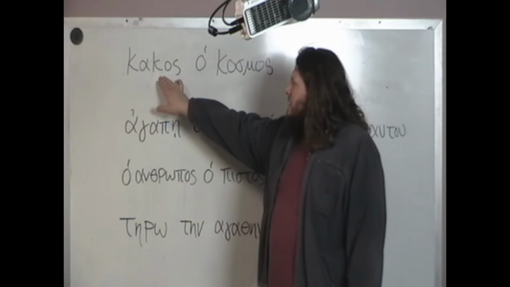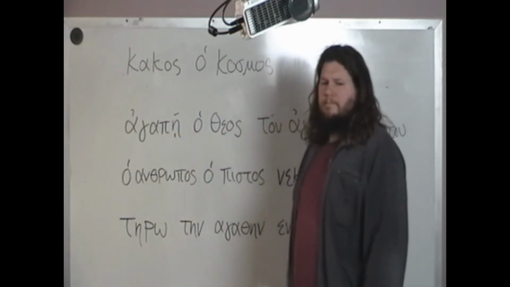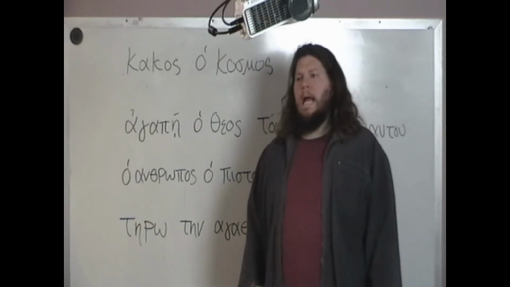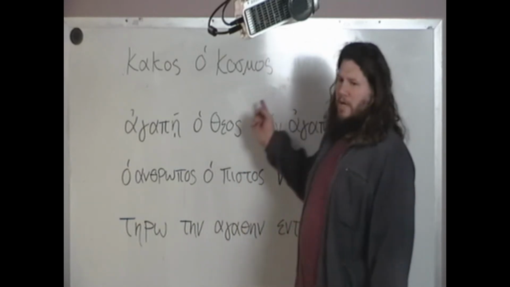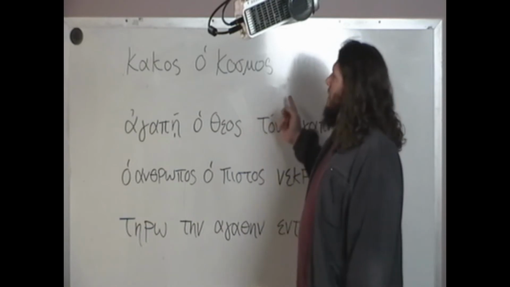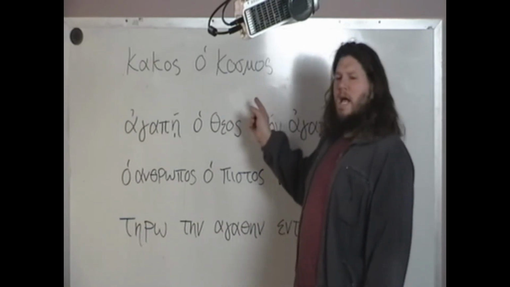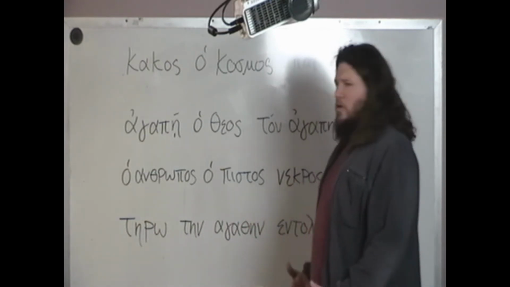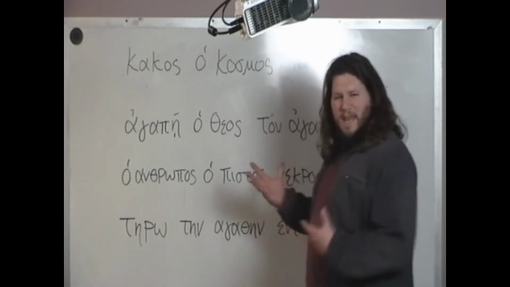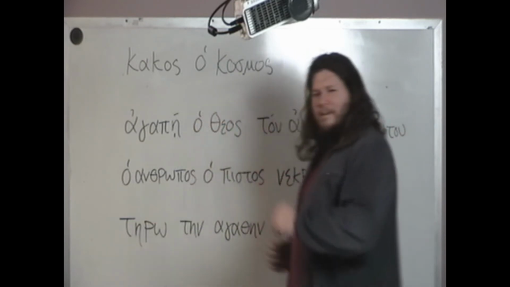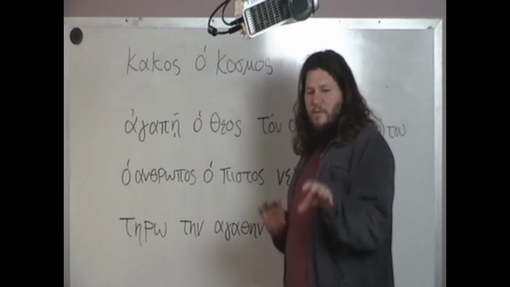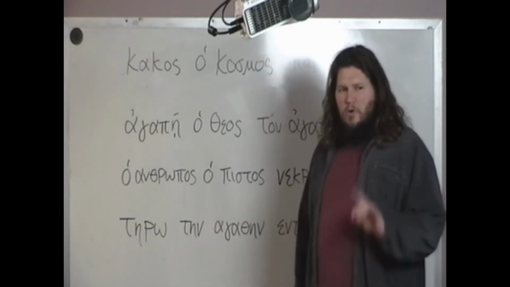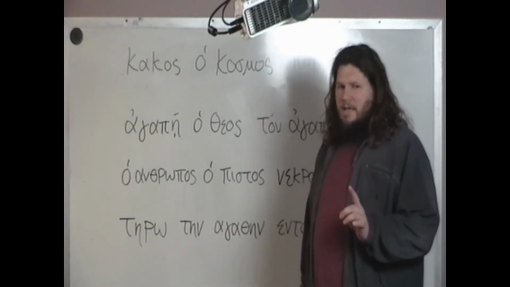So what does kakos mean? Evil. Bad. Evil. Bad. That's how you pronounce it in English. Ho kosmos, what does that mean? The world. So, we know all the words now, but how do you translate this? It's a bad world. We have a vote for the bad world. Do we have any other options? The world is bad. The world is evil.